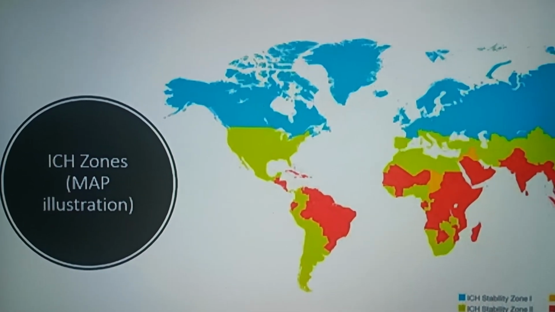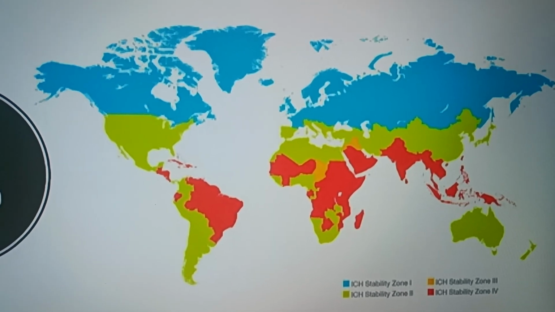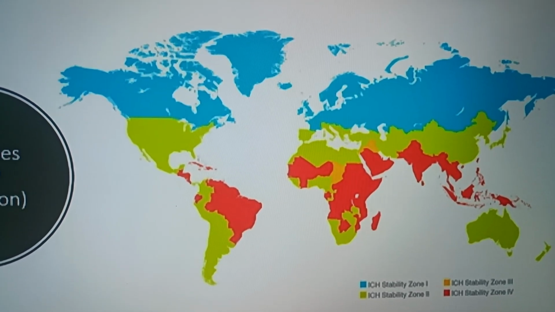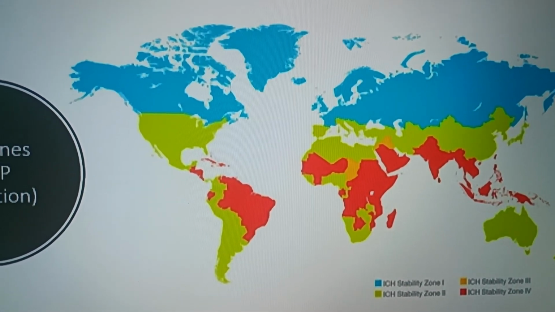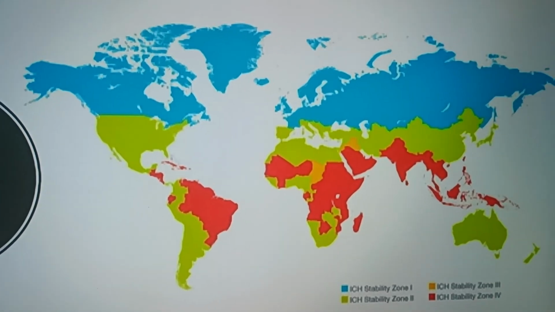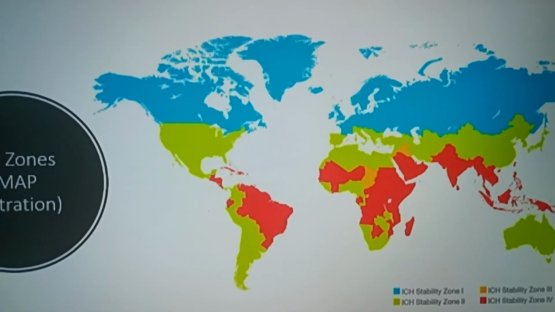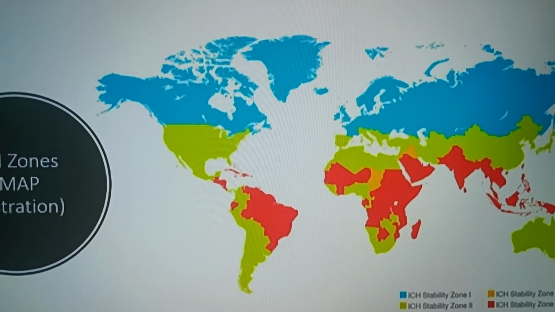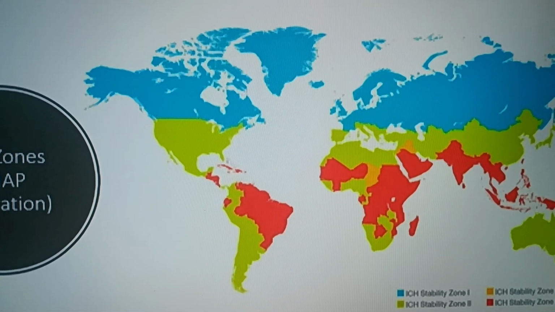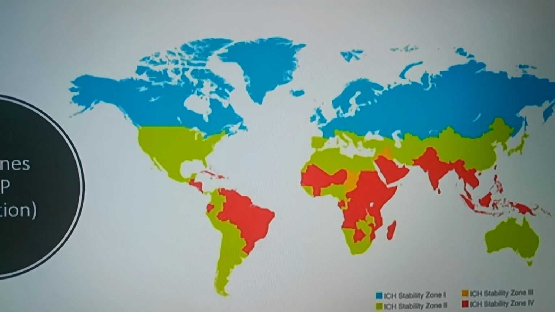Now let's look at the map illustrations of the ICH zones. So there is a global map you can see on the screen. The upper regions of the map, which is blue in color, shows the ICH zone 1. Now the regions below that, which is in green color, shows the zone 2 regions, and below that the orange color one shows the zone 3, followed by the red color regions which show the ICH zone 4.